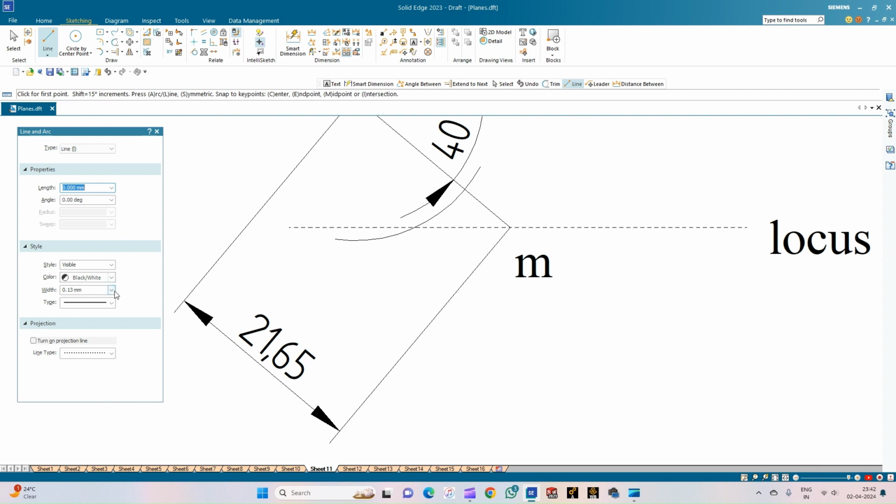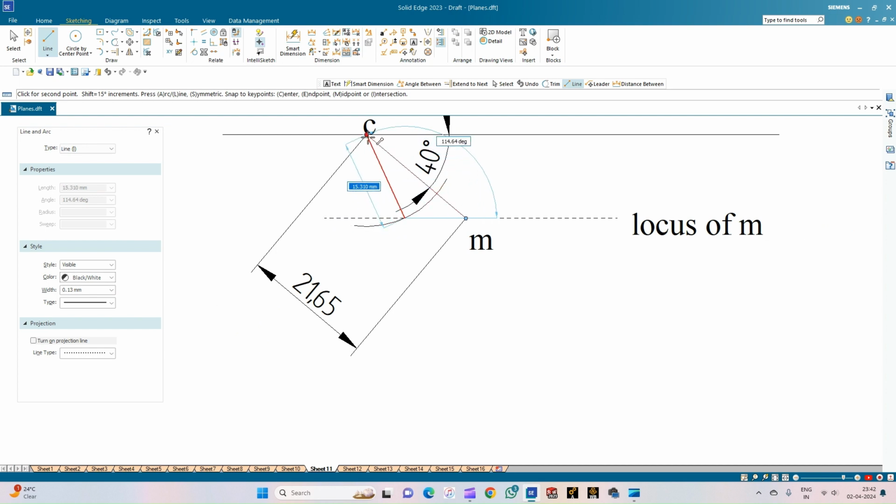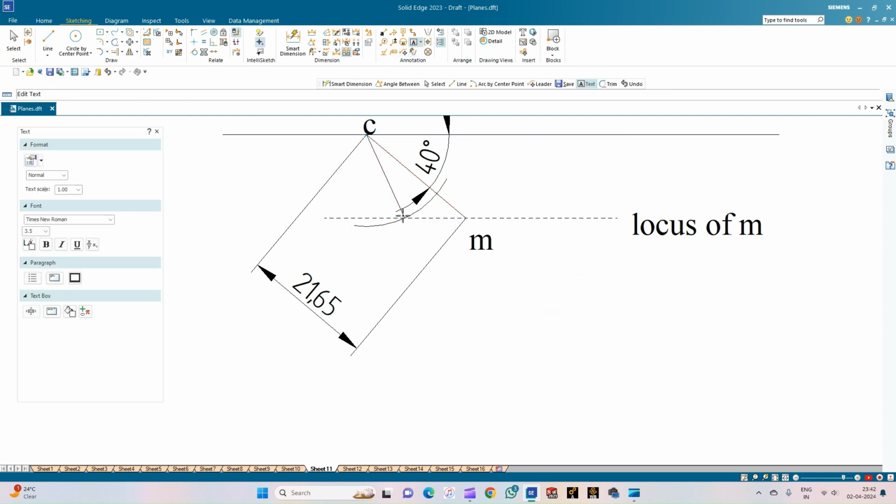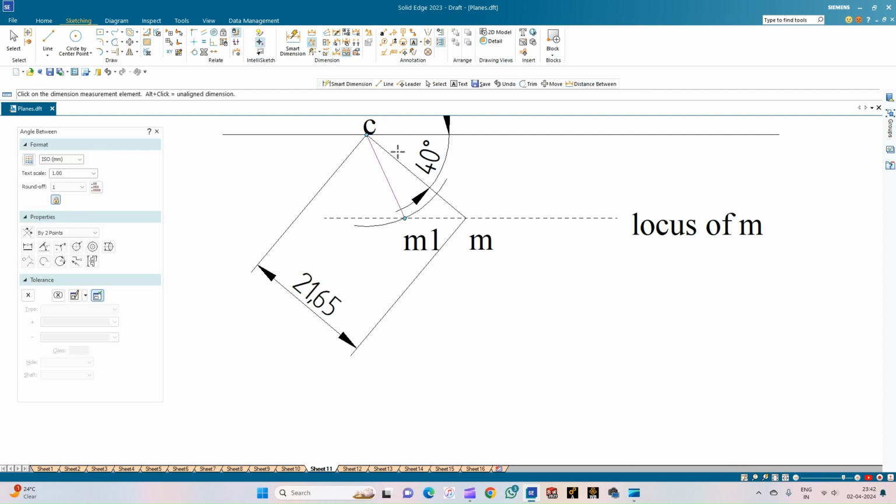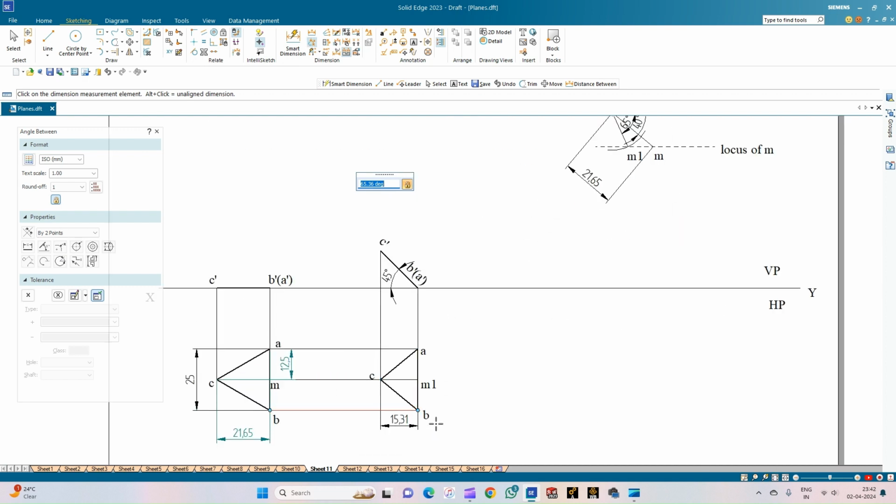So now let me draw the line connecting the point of intersection of the radii and the locus to the point C. And this is the point M1. So now let us measure the angle between CM1 and this reference line, which is equal to 65 degrees. So we will just recheck if the length of the median is equal to 15.31.